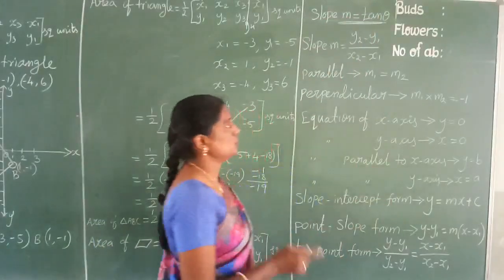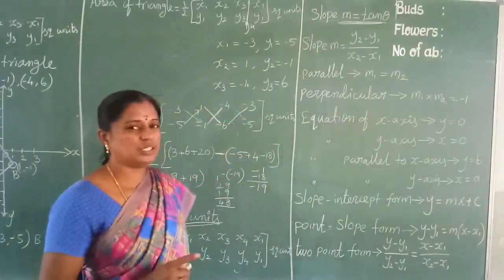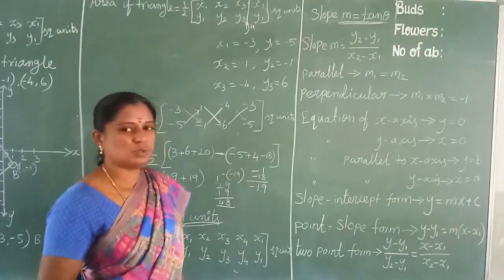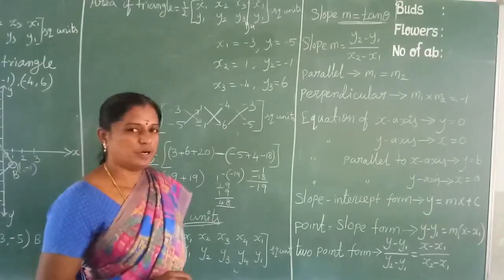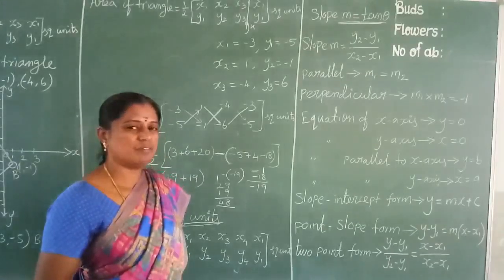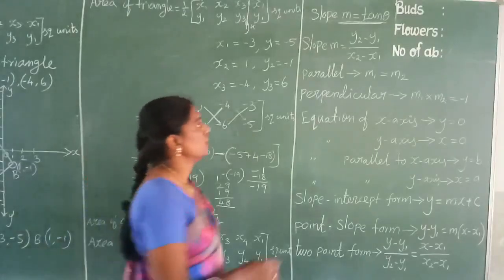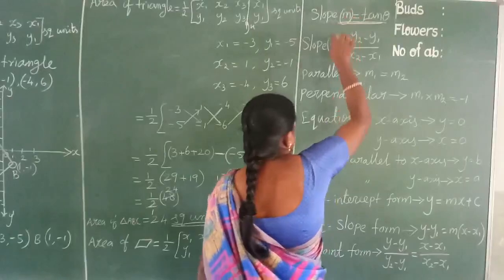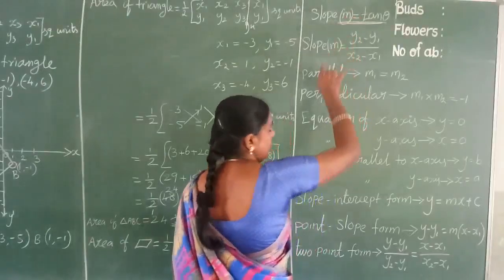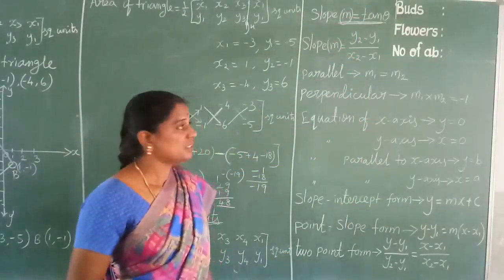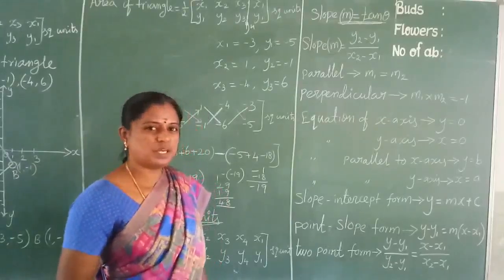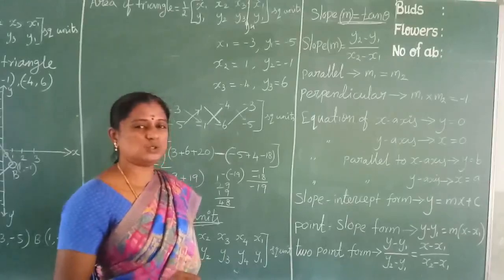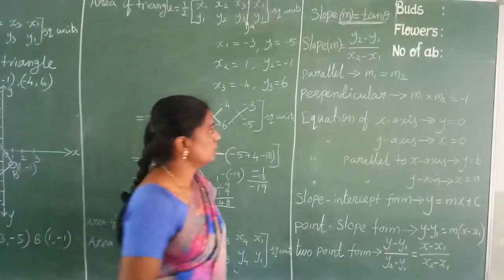If theta is given, slope m is equal to tan theta. Suppose 2 points are given, x1 comma y1 and x2 comma y2. If 2 points are given, how do you find the slope? Slope m is equal to, always mention the slope with the small letter m only, so slope m is equal to y2 minus y1 by x2 minus x1.